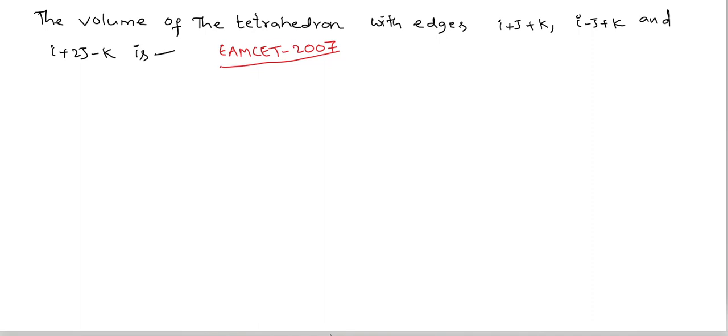The volume of the tetrahedron with edges i plus j plus k, i minus j plus k, and i plus 2j minus k is dash. This is MSET 2007 question. So the volume of the tetrahedron, as the edges are given, is equal to 1 by 6 of the box product of AB bar, AC bar, AD bar.